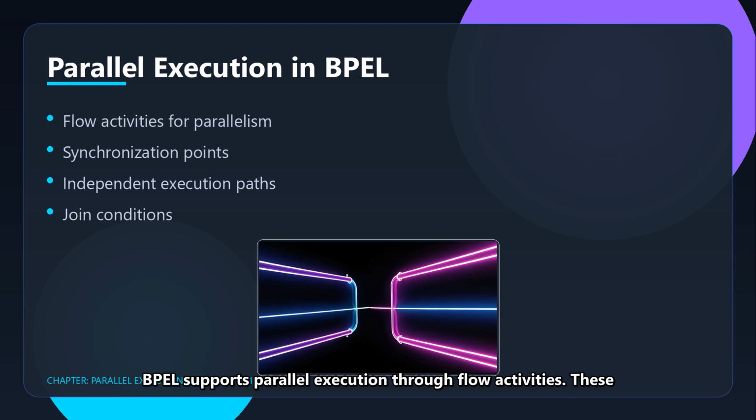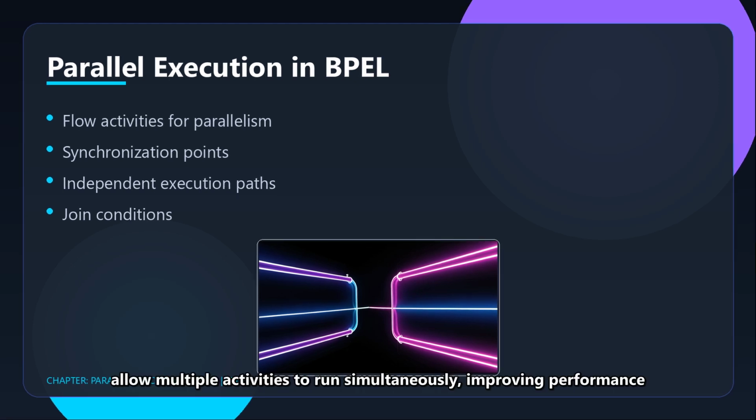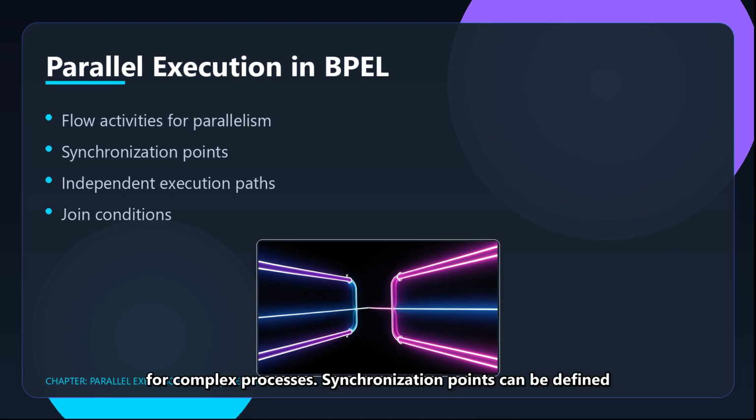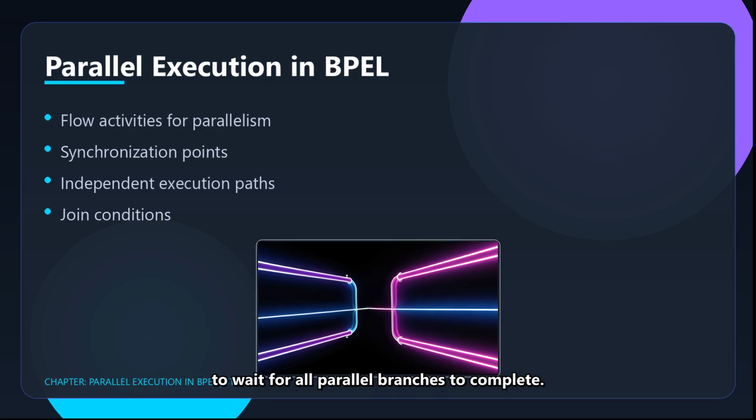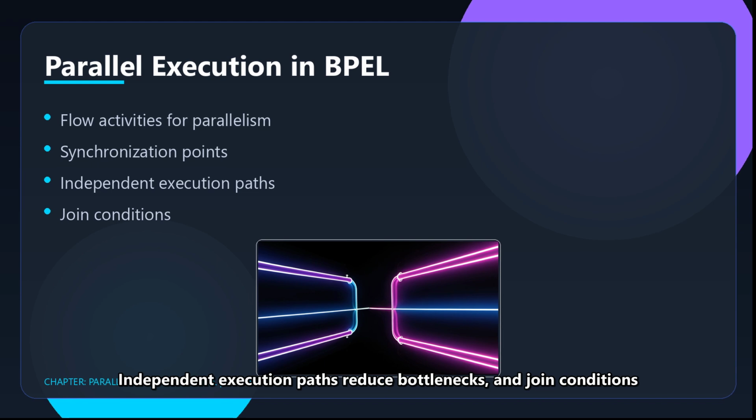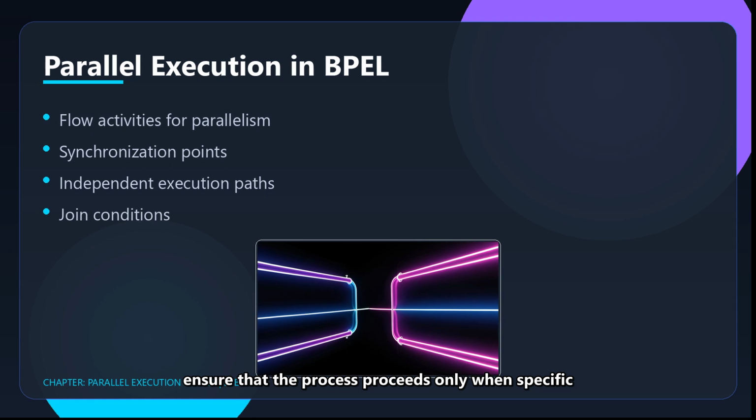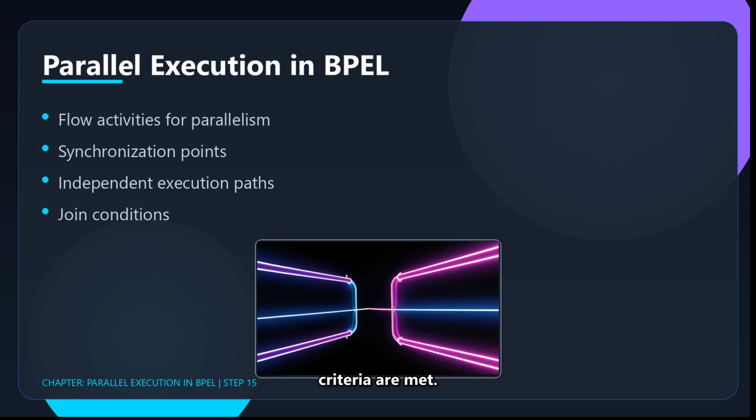BPEL supports parallel execution through flow activities. These allow multiple activities to run simultaneously, improving performance for complex processes. Synchronization points can be defined to wait for all parallel branches to complete. Independent execution paths reduce bottlenecks, and join conditions ensure that the process proceeds only when specific criteria are met.